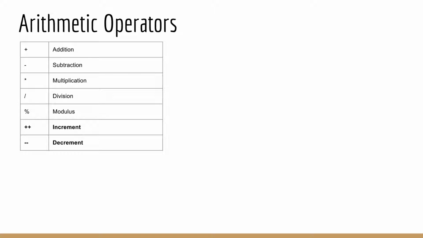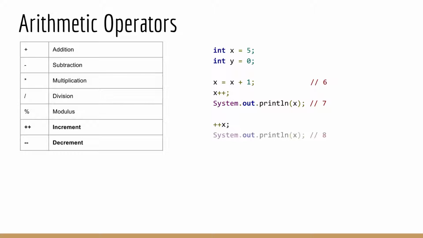Next, increment and decrement operators. Consider this example. Here we are increasing the value of x by 1. Instead of this line, we can use the increment operator by adding 2 plus signs after the variable. We can also use the increment operator before the variable, which will return a similar result in this example.